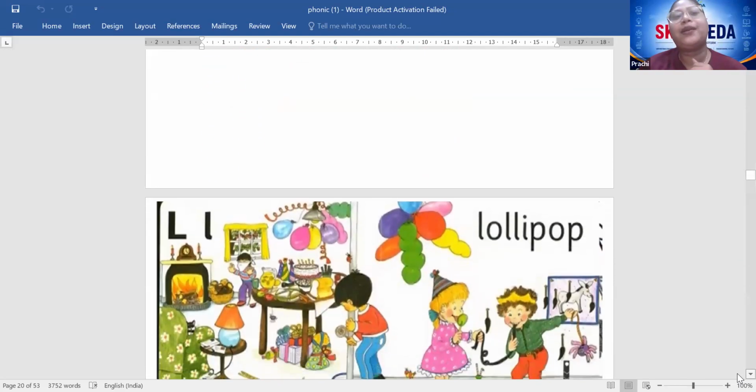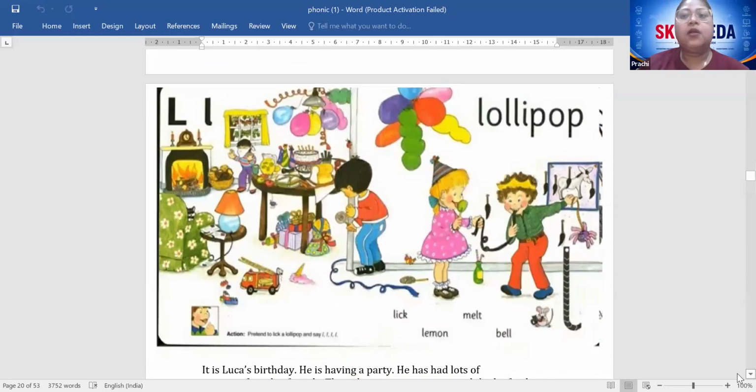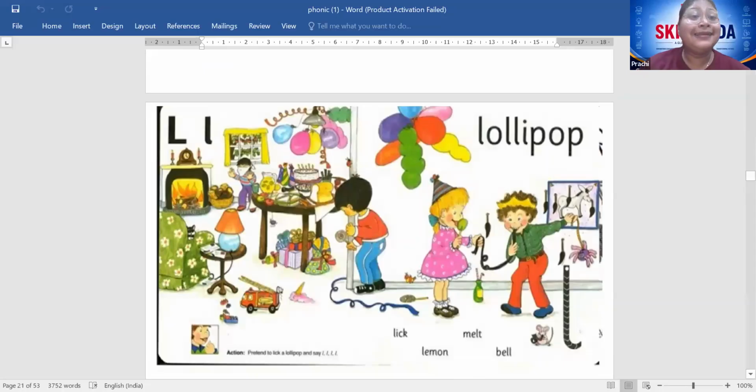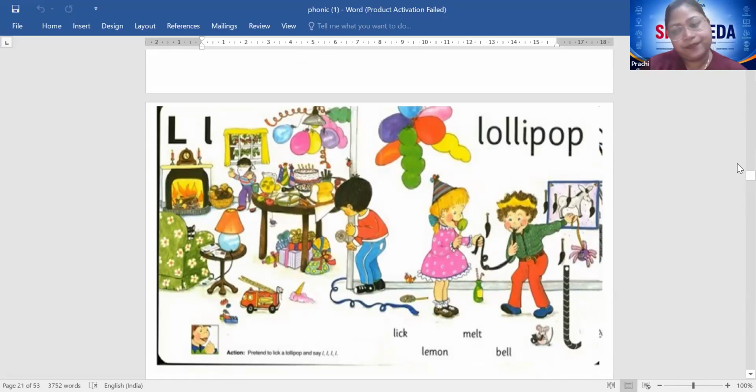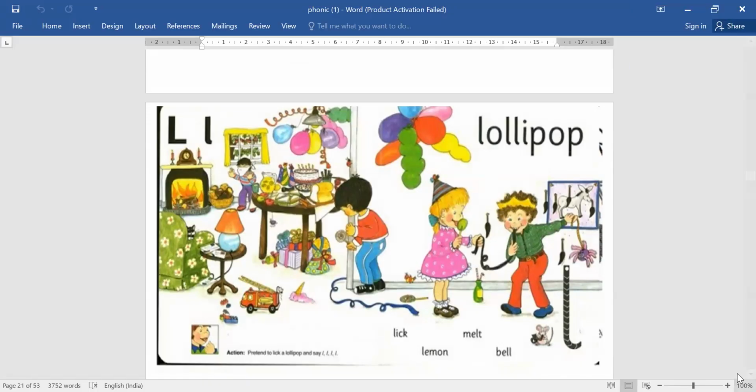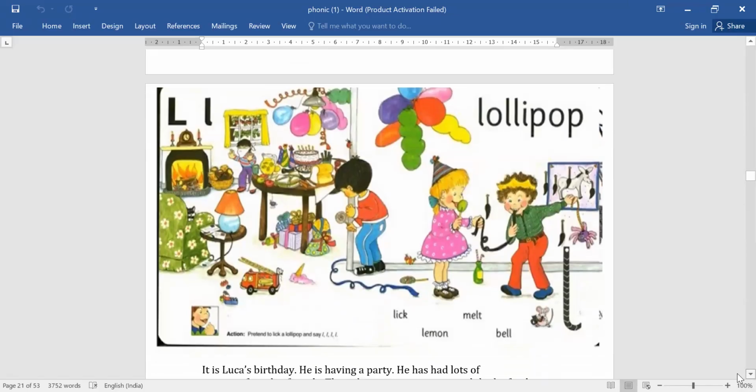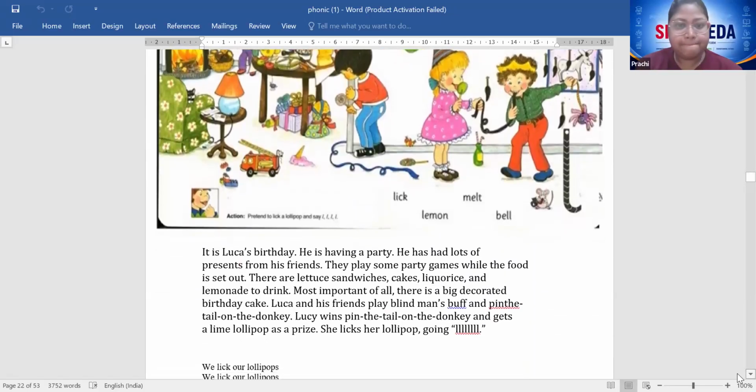Now let's come upon letter L. Capital L, small l, and the sound is L. And the action is you are licking a lollipop. L, L, L. Got it? Yes.